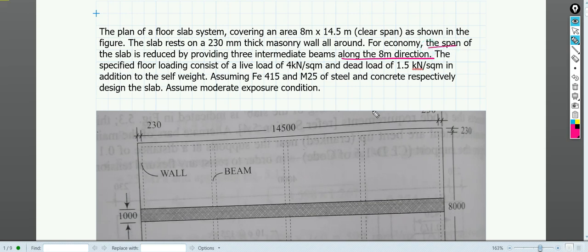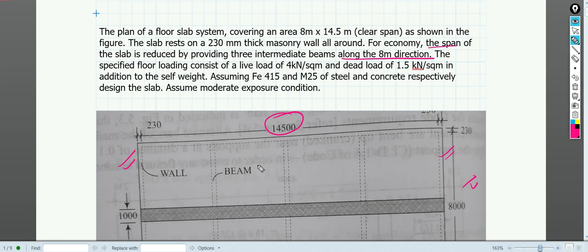So basically what happens is you can see that the slab is very big. It has one wall on this side and another wall on the other side. Okay, only two supports, on an 8 meter by 14.5 meter slab. It is a very huge, pretty big slab. So if you design this slab without considering anything, you will find that the deflection will be very large.